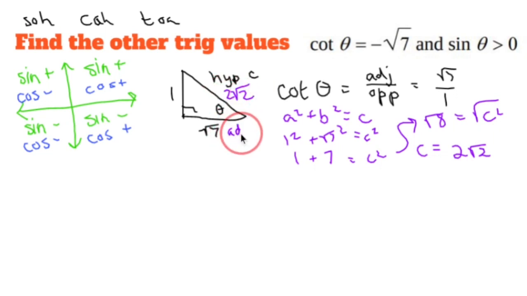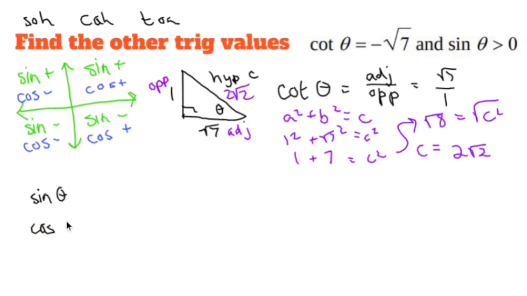My adjacent is root 7, and my opposite is 1. Now I have enough information to put all this together. So I want to find what sine theta is.